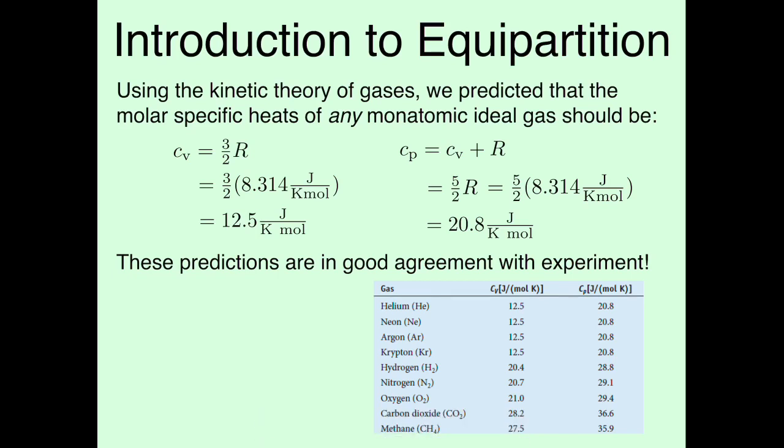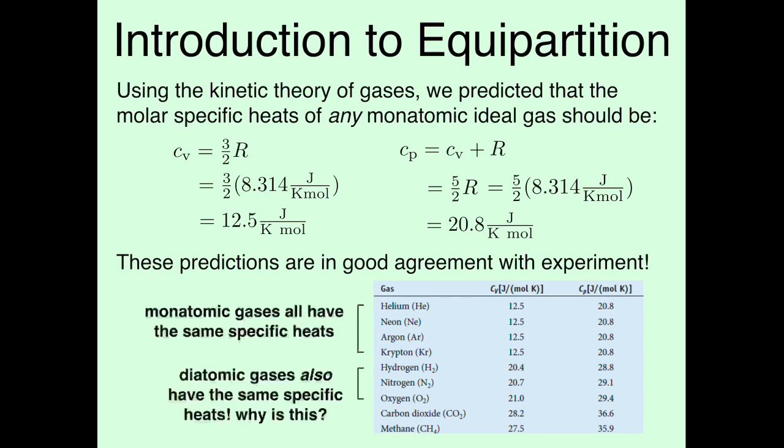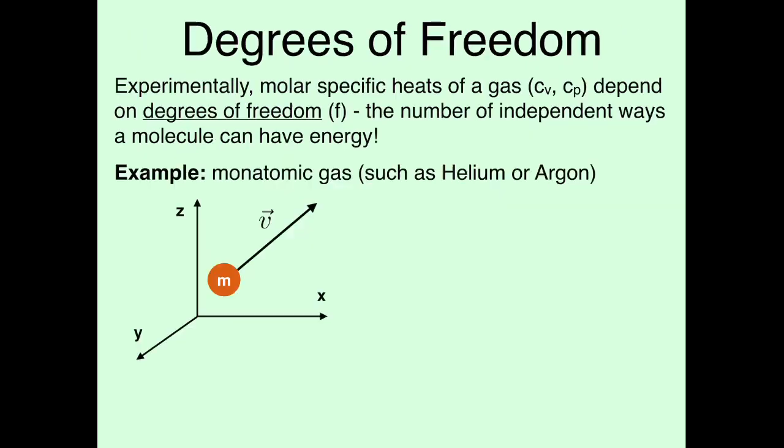So there's something interesting going on here. All of the monatomic gases have the same specific heats, and then apparently all the diatomic gases have the same specific heats. So we want to understand why that is. Why is it that the specific heats for these gases seem to depend on the number of atoms in the molecules? So let's try to figure out what's going on here.